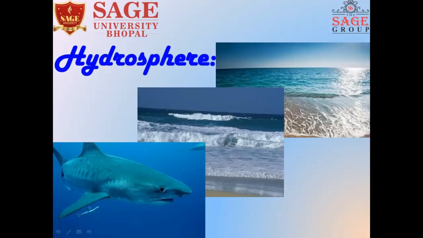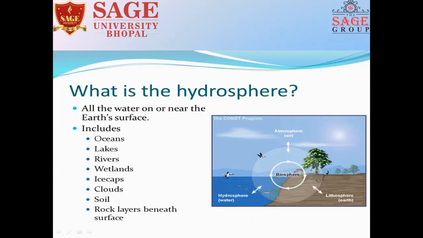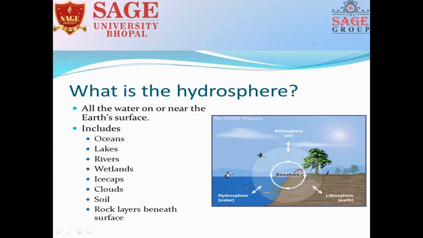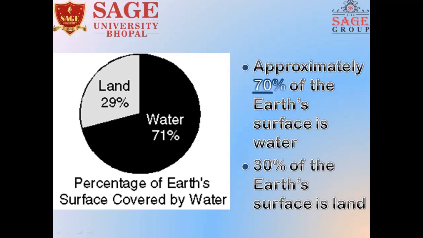Now, what is hydrosphere? All the water on or near the Earth's surface is hydrosphere. It includes ocean, lake, river, wetland, ice caps, cloud, soil, and rock layers beneath the surface. 71% of Earth's surface is covered by water. Approximately 70% of Earth's surface is water, and the remaining 30% is only land. These are the percentage distributions.